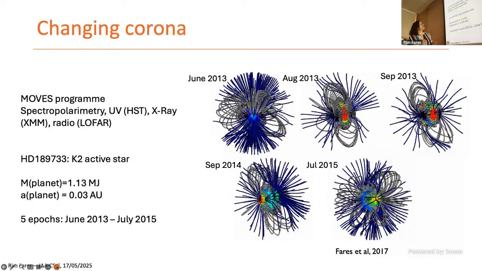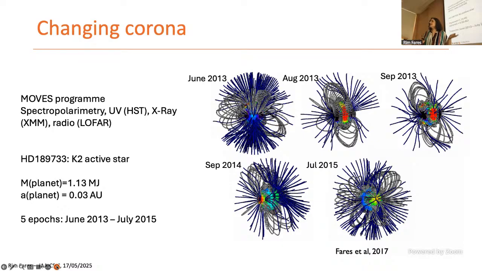This is again HD 189733 that I showed you before. This was a program called the MOODS program, multi-wavelength observation of an evaporating exoplanet and its star. And we observed the star for many epochs for this particular program. So 5 epochs of observation for the star, okay? This was in June 2013, August and September 2013, and then 1 year later and 1 year later.